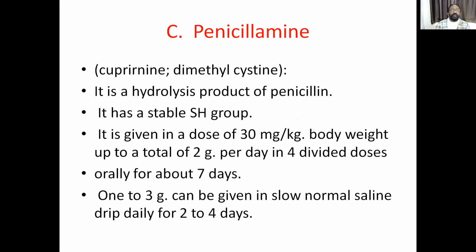Penicillamine, also called cuprimine and dimethylcysteine. It is a hydrolysis product of penicillin, and it has a stable SH group, sulfhydryl group. It is given in a dose of 30 milligrams per kg body weight up to a total of 2 grams per day in 4 divided doses, orally for about 7 days, and 1 to 3 grams can be given in a slow normal saline drip daily for 2 to 4 days.